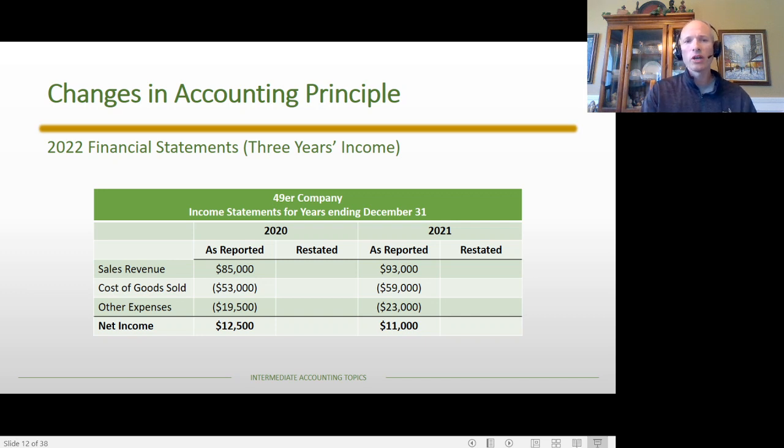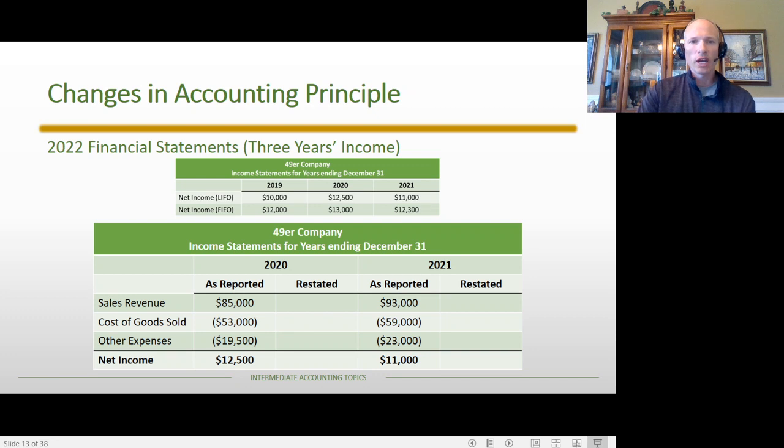And so what I've done here is I've given you the 2020 and 2021 income statements. So we have these 2 years, and this is what was originally reported when we had used LIFO. Now we've got to think about what will be restated amounts for each of these accounts.